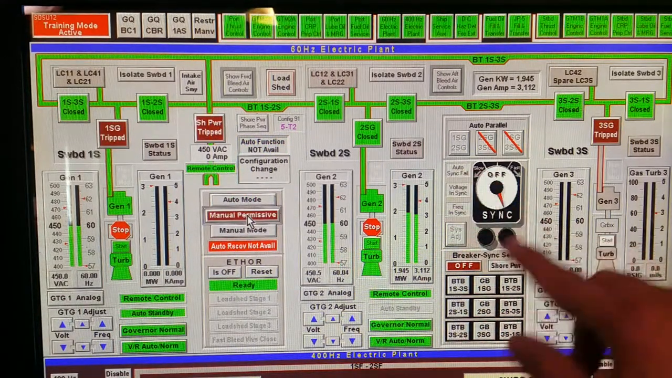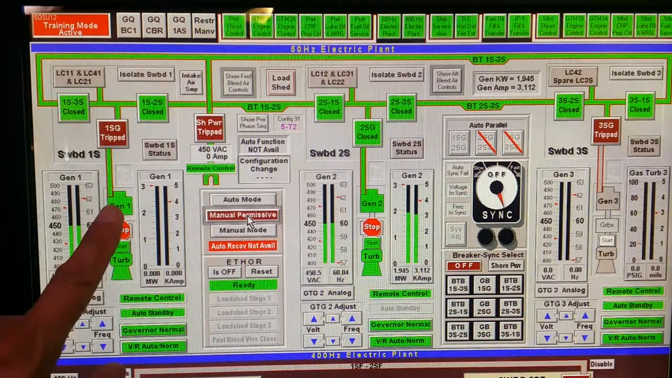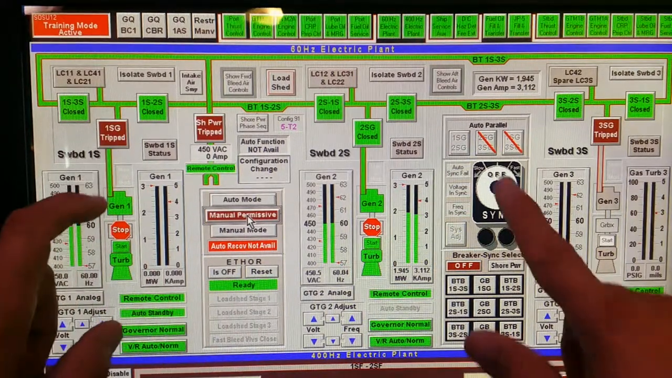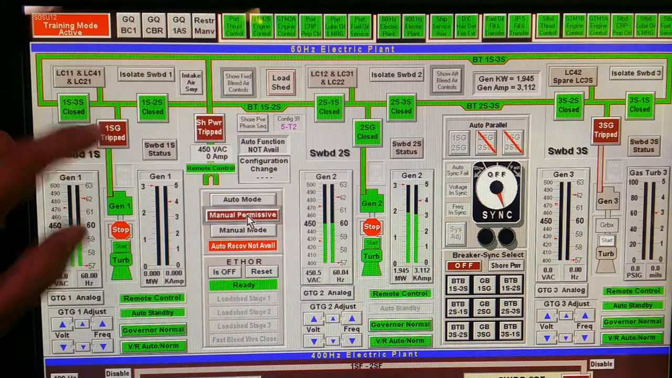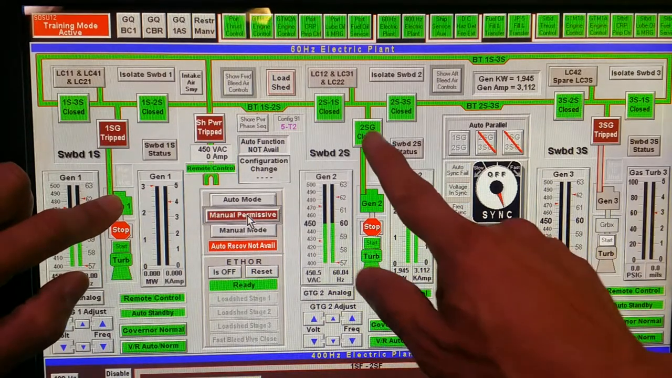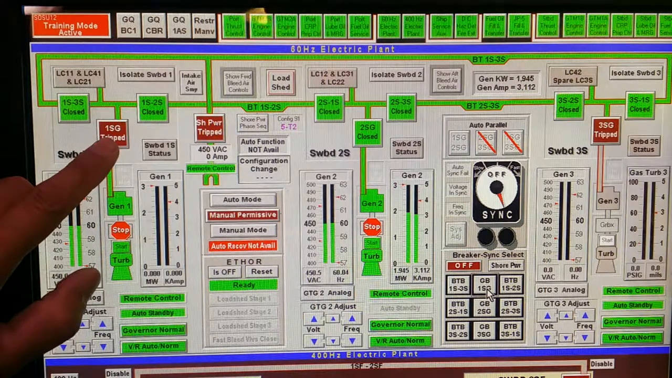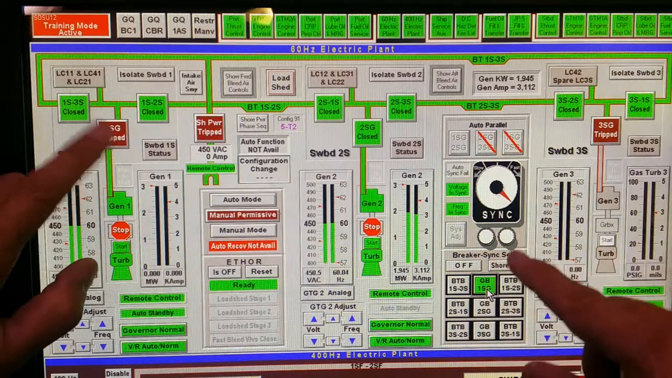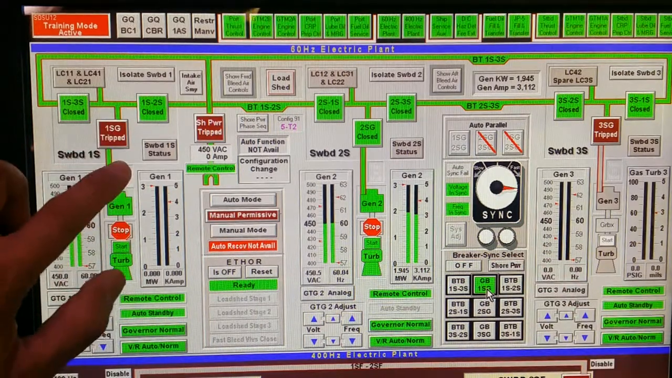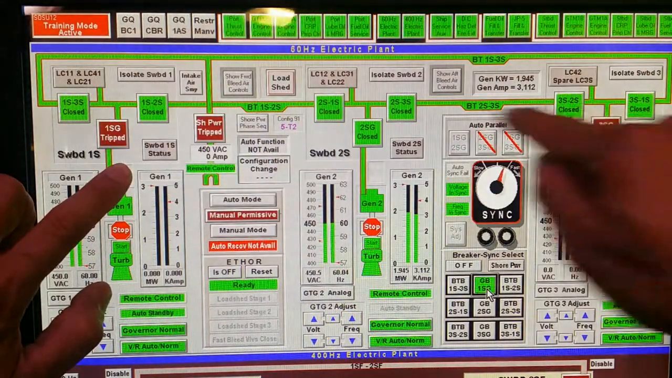Now I'm going to be using this meter to compare the speed of this generator in relationship to the speed of this generator. To parallel, I'm going to tell this synchronoscope to start monitoring the two ends of this side over here. This is my reference generator, and this is the one that I'm trying to parallel to. So I'm going to select 1SG. Now that I selected 1SG, it is comparing the speed of this generator in relationship to the speed of this one, which happens to be providing power to the entire bus.